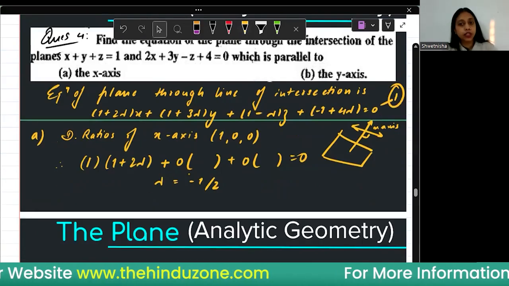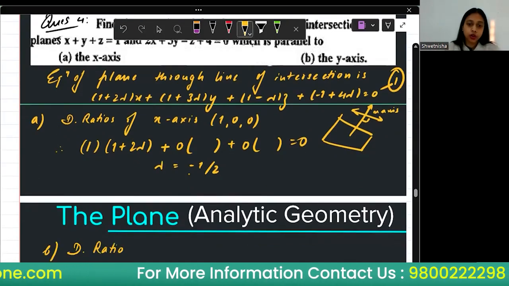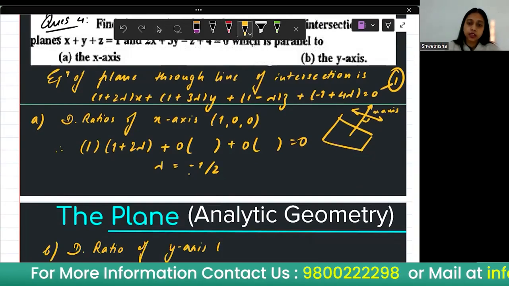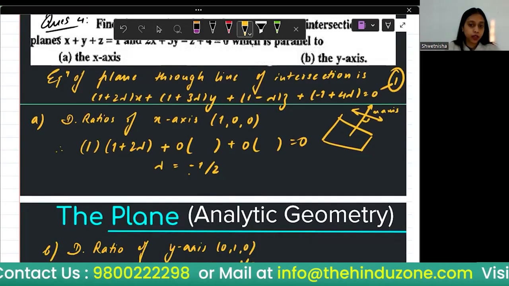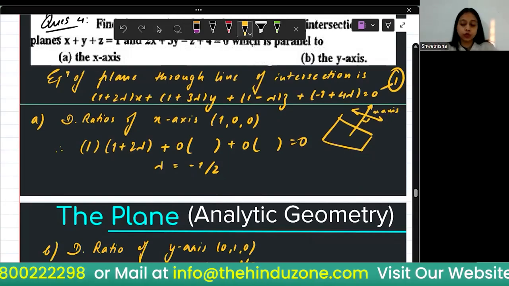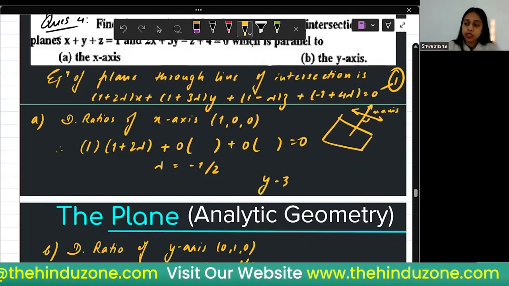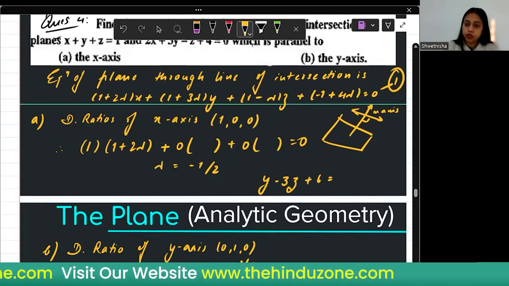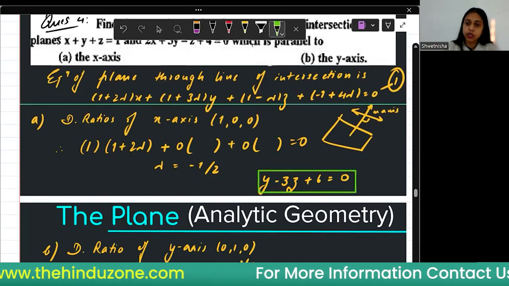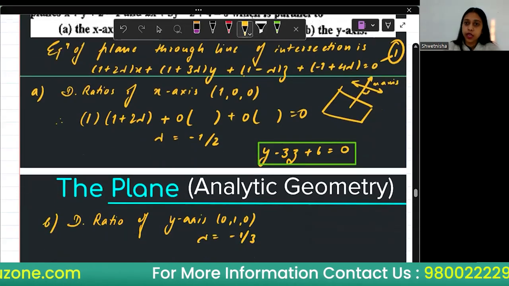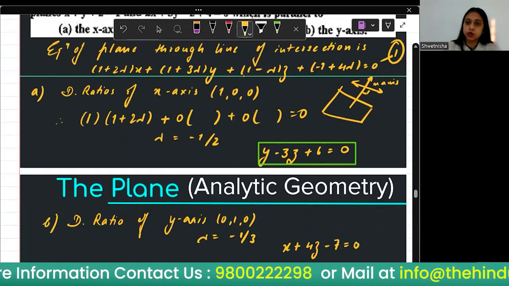What is the next thing? It is parallel to the y-axis. So the direction ratios of the y-axis will change. Direction ratios of the y-axis are 0, 1, 0. Substitute, and you'll get the value of lambda as minus 1 by 3. Again, substitute in equation 1 and you get it. In the first one, you'll get the equation y minus 3z plus 6 is equal to 0. And for the second one, the equation would be x plus 4z minus 7 is equal to 0.